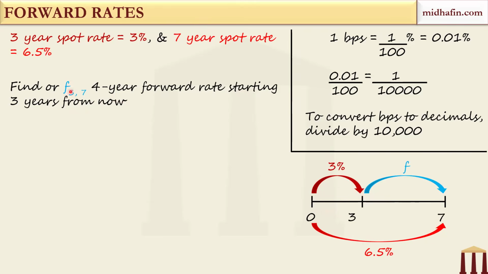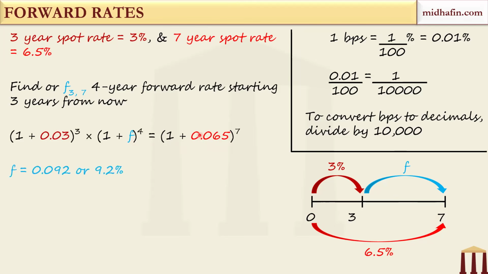So they might not give you this. They might give you this whole statement: 4-year forward rate starting 3 years from now. Starting from here, 4-year forward rate. Okay. As I said, don't remember the formula. Just remember that logic. $1 invested through route 1 will give you this much amount. $1 invested through route 2 will give you this much amount. They should be equal. Solve this, you will get F directly.